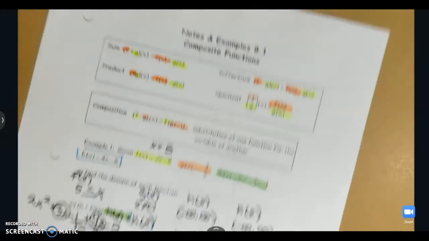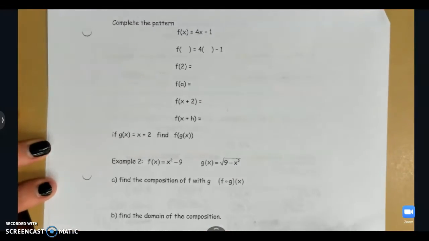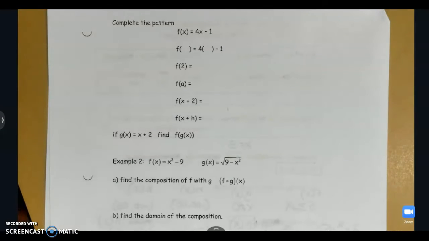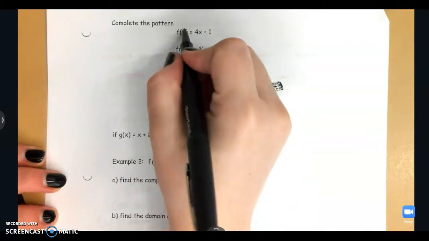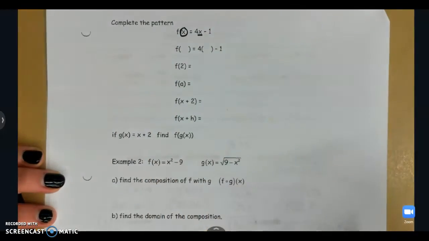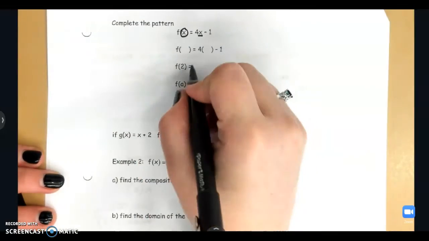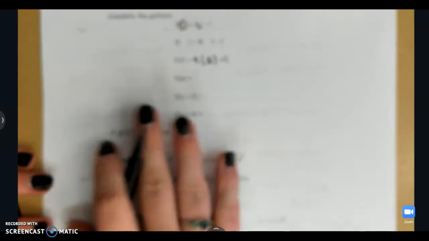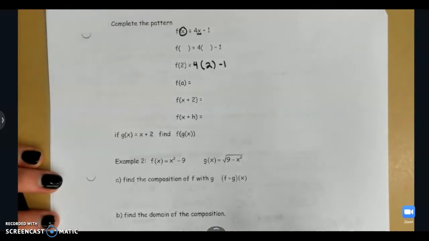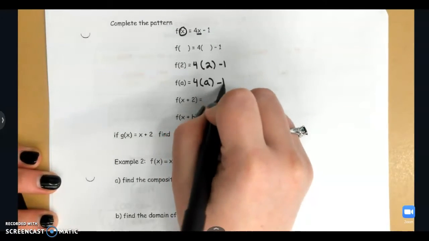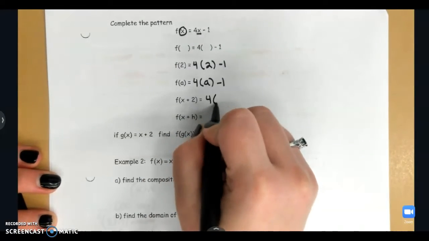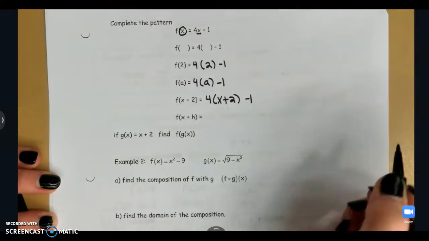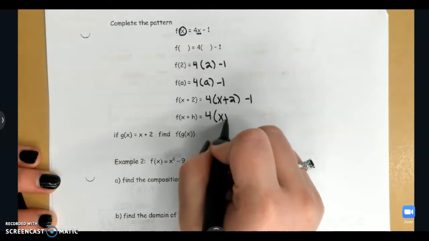Okay. Moving on to the second page. This is more practice for the actual composition, which is like that newer technique we're using here. So when I'm taking f of x, that means that whatever I put inside this parentheses here, I'm going to be substituting for x here. So that could be the number 2. It could be the variable, that's a lowercase a. It could be the expression x plus 2, or it could be the expression x plus h. It really could be anything.